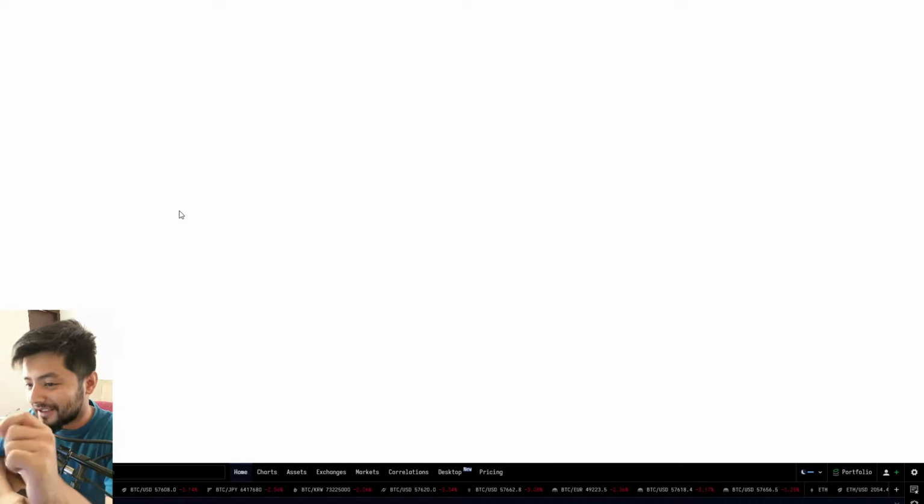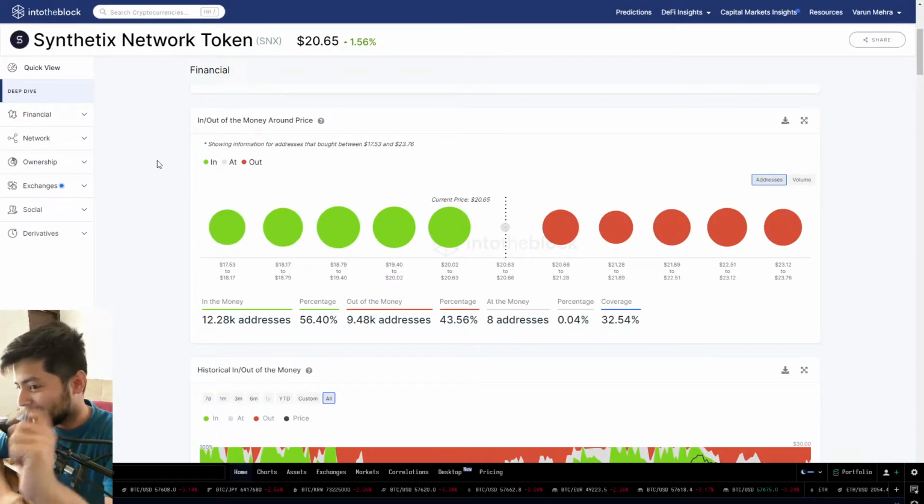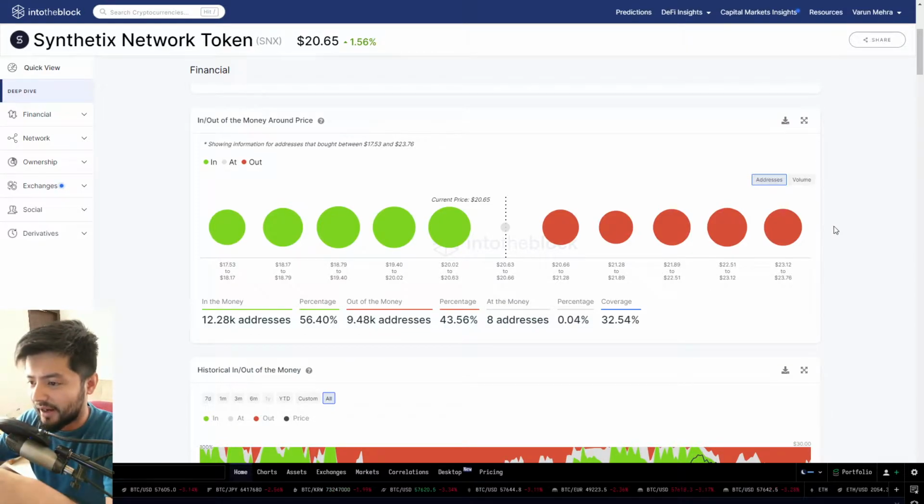The first thing that I want to show you guys is the data from Into the Block. You know this website. If you do, I'll be having links in the description. You can go ahead and sign up. You will get most of the information for most assets as to where people are at for break-even areas, what the in and out of the money prices are, where most people are hodling a particular asset, and where most people are likely to feel the max pain as well.